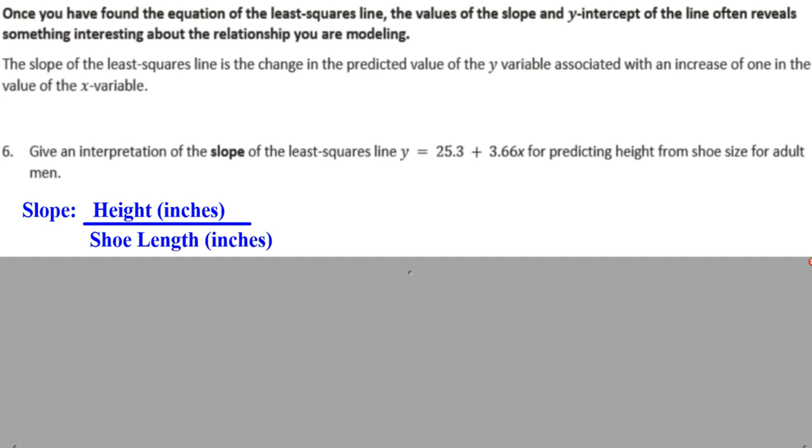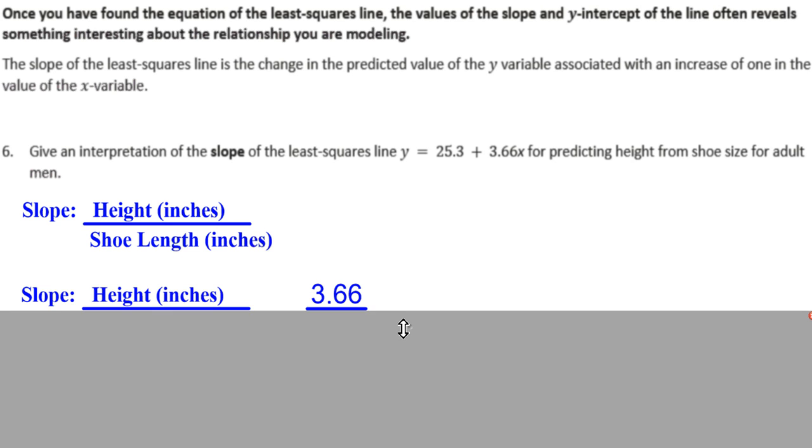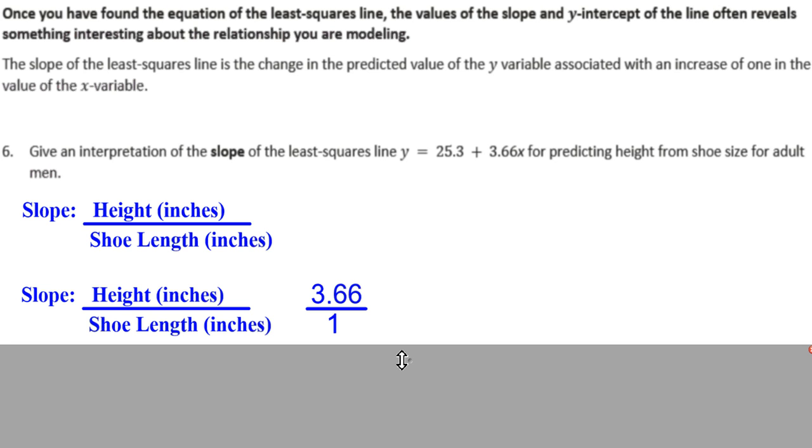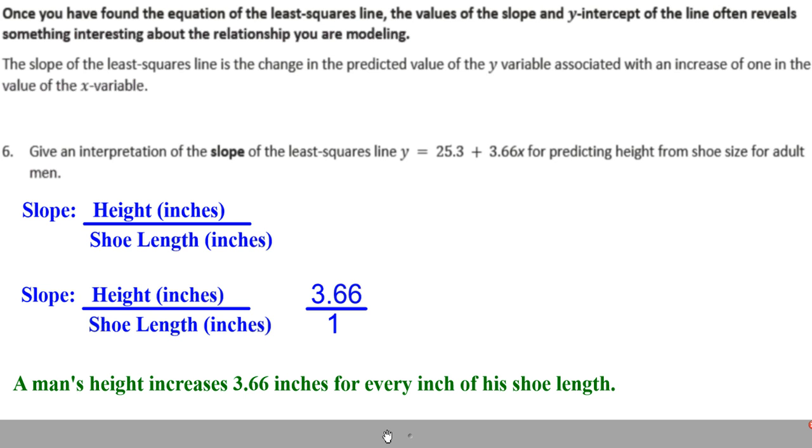To remember, slope is the change in y over the change in x. Our y values are talking about the height in inches, and the x is the shoe length in inches. So what does this mean for us? 3.66 over 1 is our slope. So we know graphically that's 3.66 up and 1 to the right. Meaning in the contextual situation, the height always increases 3.66 inches for every inch in shoe length. So again, a man's height increases 3.66 inches for every inch of his shoe length.